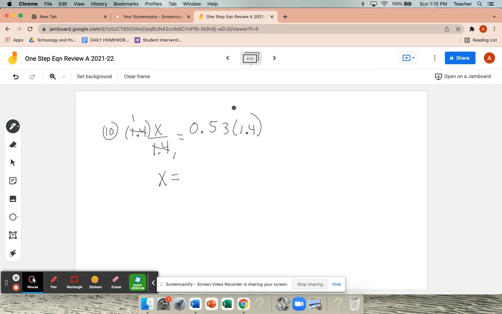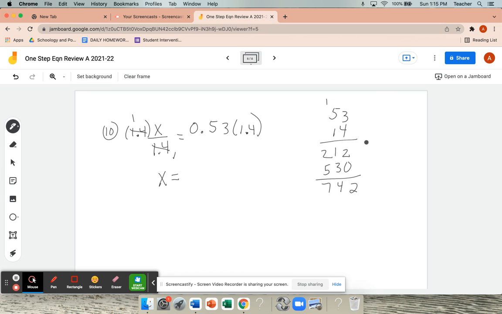Now, multiply decimals the way we've talked about it all year. Get rid of the decimal. 53 times 14. 4 times 3 is 12. 4 times 5 is 20, and 1 is 21. Add a 0. 1 times 3 is 3. 1 times 5 is 5. So that's what we get, 742.